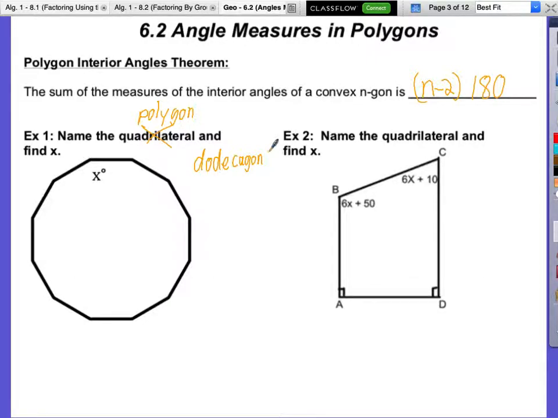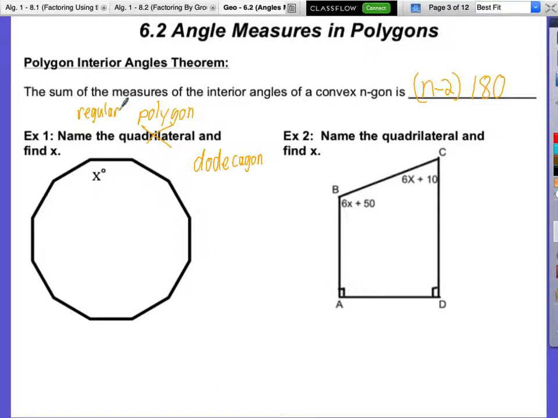So how can we figure out this one angle if it's a regular polygon? You can look at the chart, or you can divide the sum of all the angles by the number of angles. How many angles are there? 12. Are the number of angles going to be the same as the number of sides? Yes. The number of angles is going to be the same as the number of sides.